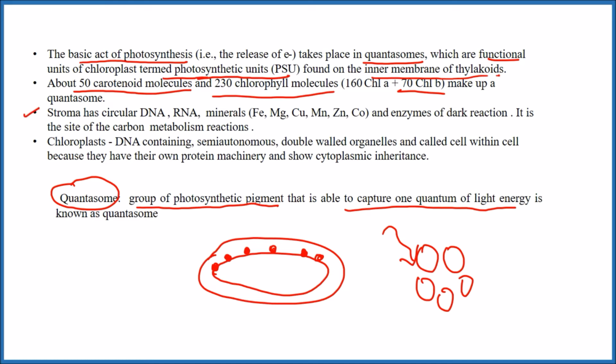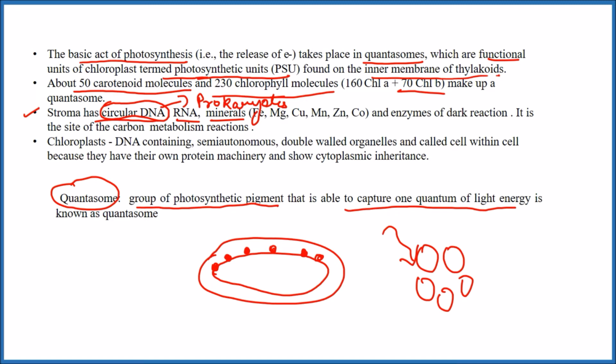Stroma consists of circular DNA, RNA and minerals. Circular DNA is a peculiar feature of chloroplast because circular DNA is found in prokaryotes, and it is found here in eukaryotes. When we learn about molecular biology, we will discuss circular DNA and linear DNA. We will cover this in detail.